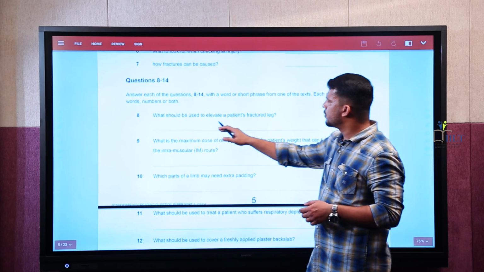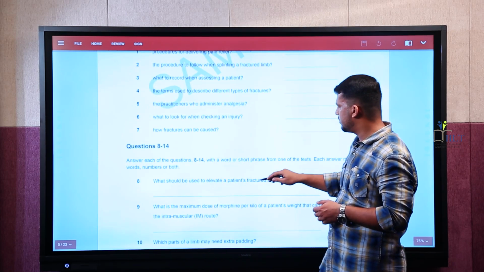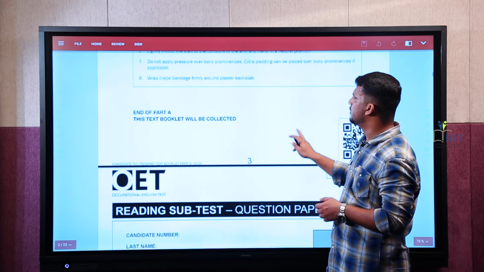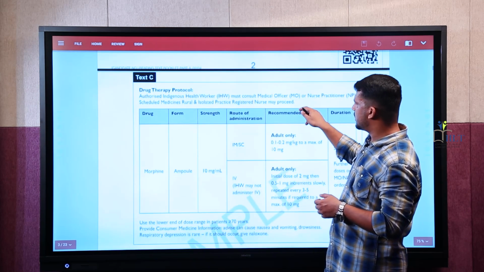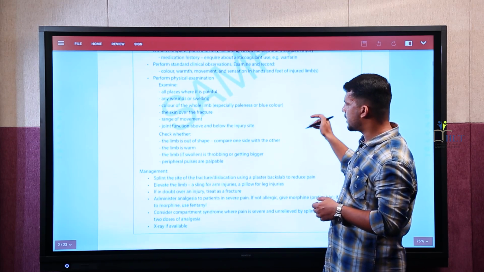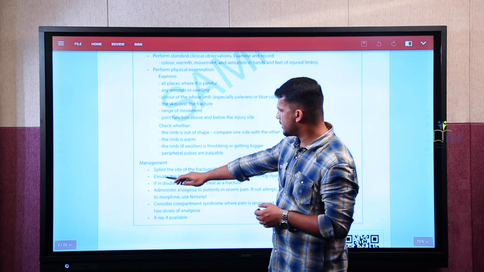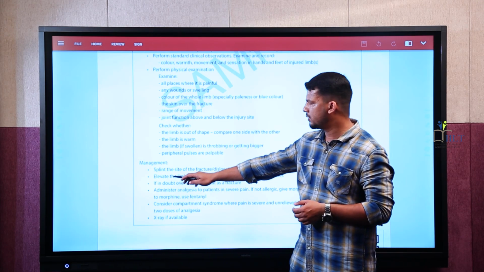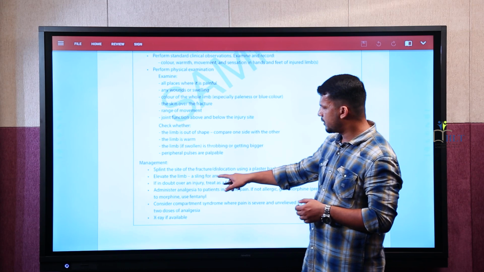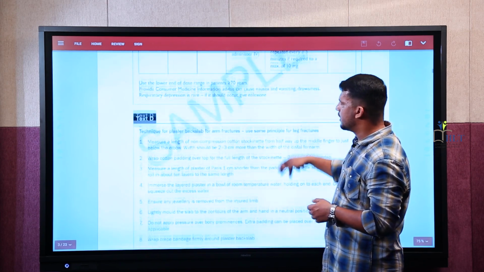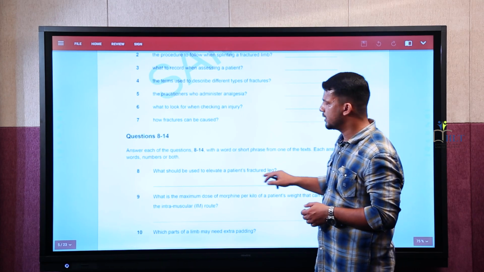What should be used to elevate a patient's fractured leg? So we will be searching for these words: elevate, patient's fractured leg. Let's go to the text. Anything in D for the fractured legs? No, I don't think so. Let's go to C. It's about the dosage chart, so no, it will not be related to that. Anything over here? Yes. Here we can see the words elevate the limb, which are similar to the question. So the same words over here: elevate the limb, a sling for arm injuries, a pillow for leg injuries. Now, a sling is for arm injury, and a pillow is for leg injury. Let's move on to the question again. The question is asking for the leg, so the answer is a pillow.